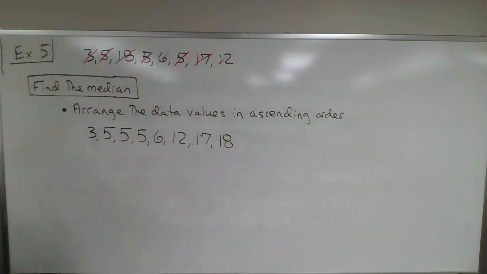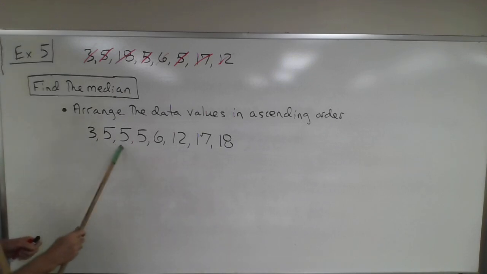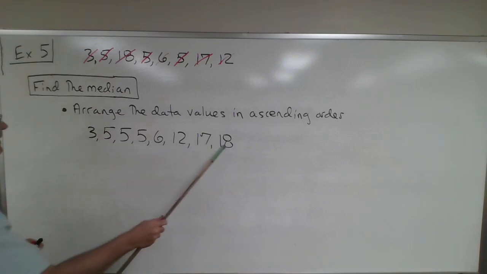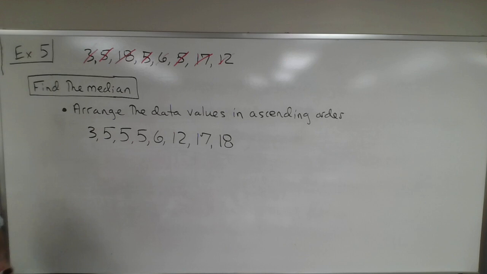Okay. Now, before I go any further, let me just make sure I got them all. We have 8 data values: 1, 2, 3, 4, 5, 6, 7, 8. Okay, it looks like they're all accounted for.